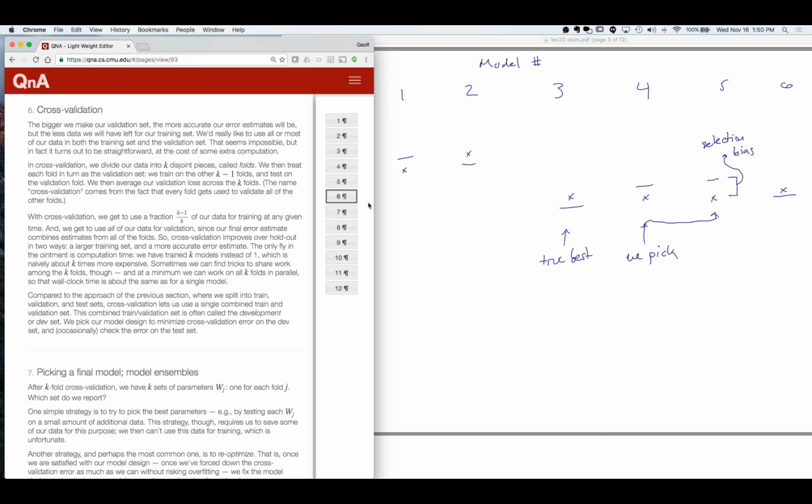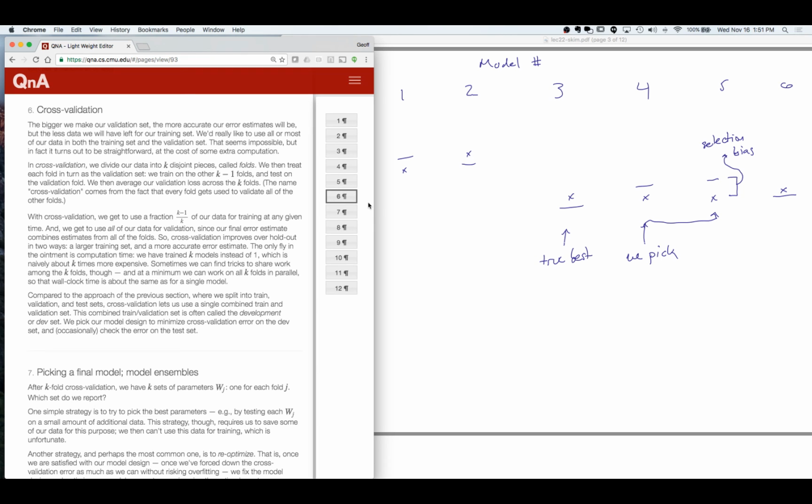And what cross-validation does is it lets us use all or almost all of our data, both in the training set and in the validation set. And that sounds miraculous and impossible, but it turns out to be pretty straightforward, and the cost is basically just computation time.